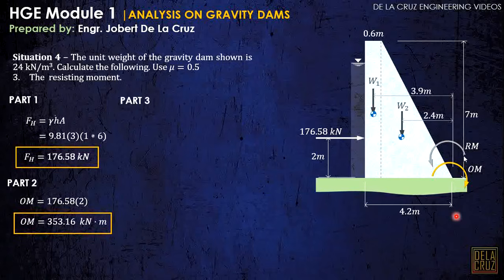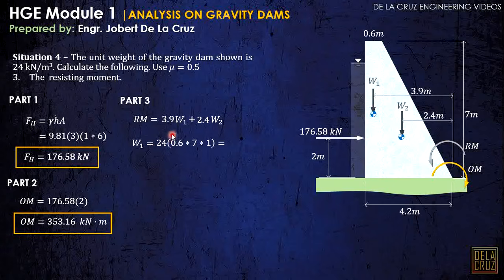Now the resisting moment here, ito, that is just W1 times 3.9, W2 times 2.4. Okay, that one. So we need to calculate the W1 and the W2, or that is just the weight of the concrete. So from the basic formula, weight is gamma times the volume. So that will be like this.